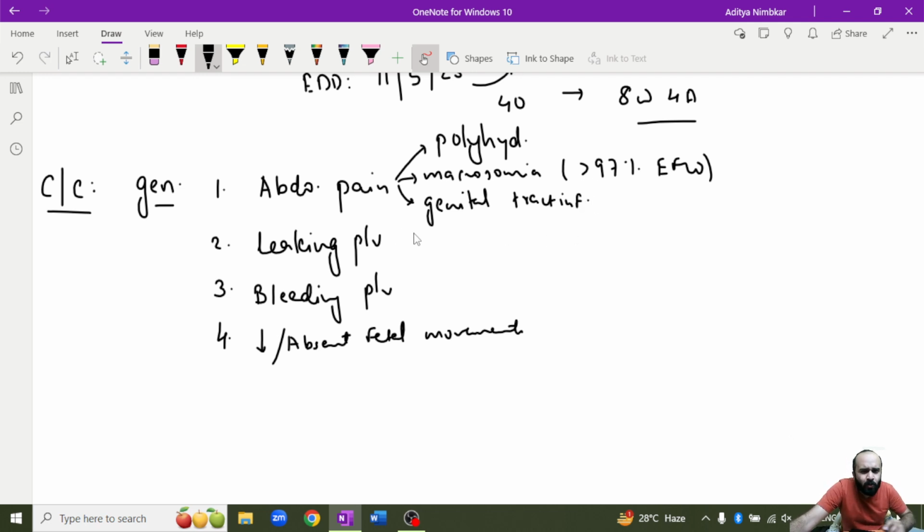How is leaking per vaginum correlated with diabetes mellitus? Again, there are 2 points here. The first one is if she had polyhydramnios that led to leaking per vaginum, or what I will call preterm premature rupture of membranes, that is PPROM. Whereas the other point is how did she have leaking per vaginum? Because of, again, genital tract infection.